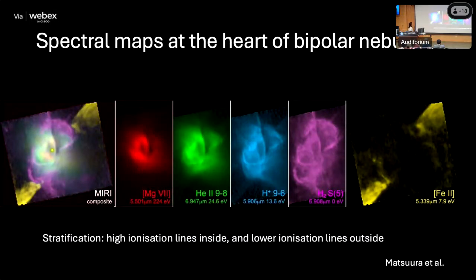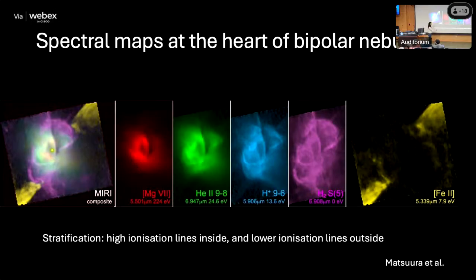So I start with the first result. It looks like a nice image, but actually this is not the image. It's reconstructed from a spectral map. The image is actually a sequence of the ionization potential of different atoms. We have about 200 atomic lines detected, including faint ones. The red one is magnesium, which has an ionization potential of over 200 electron volts.